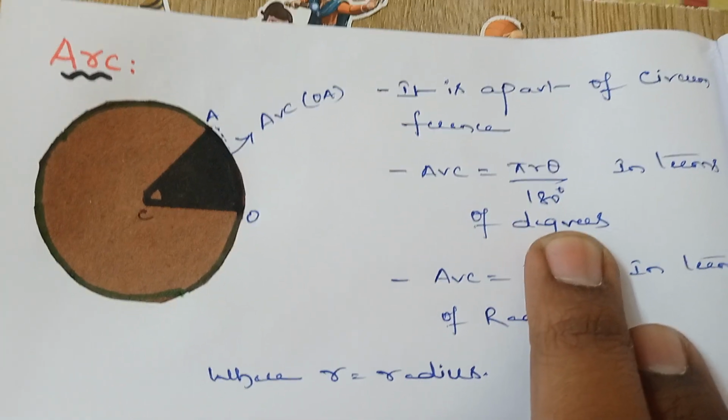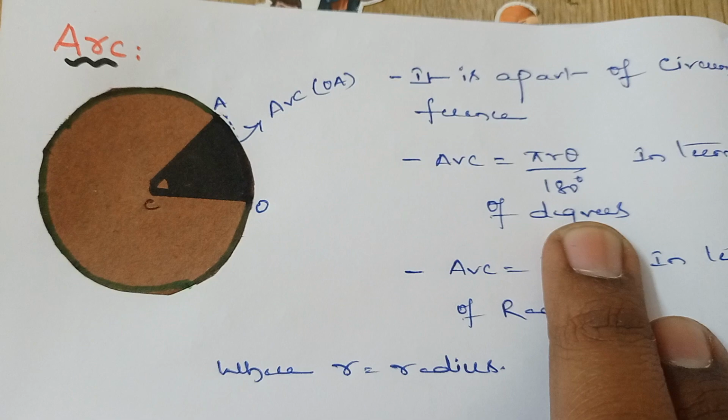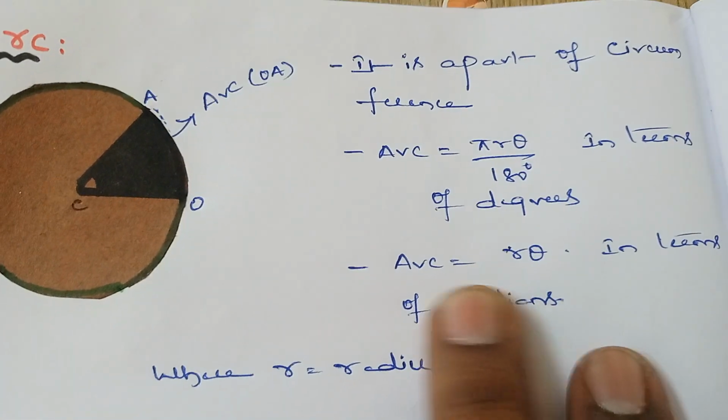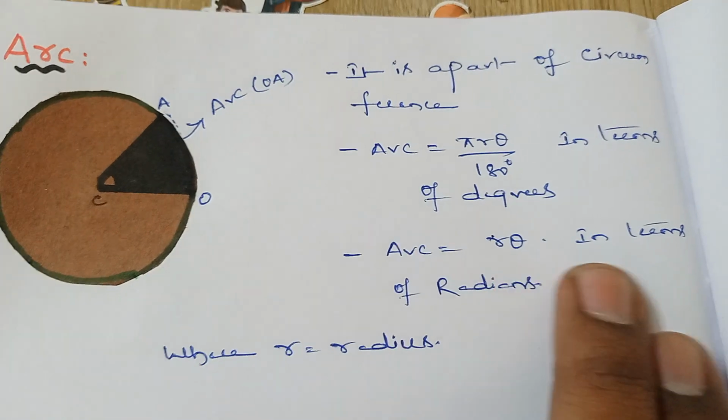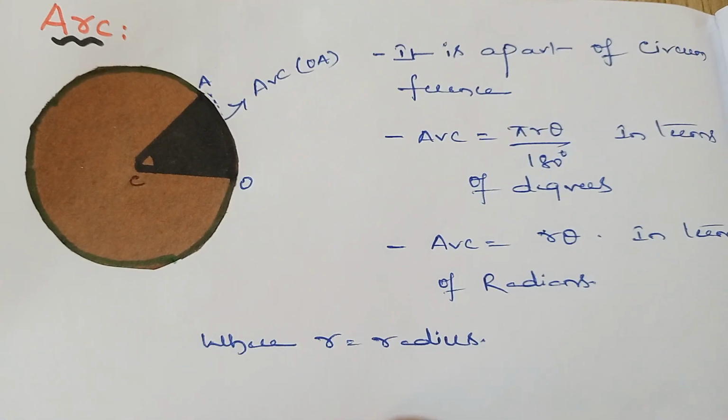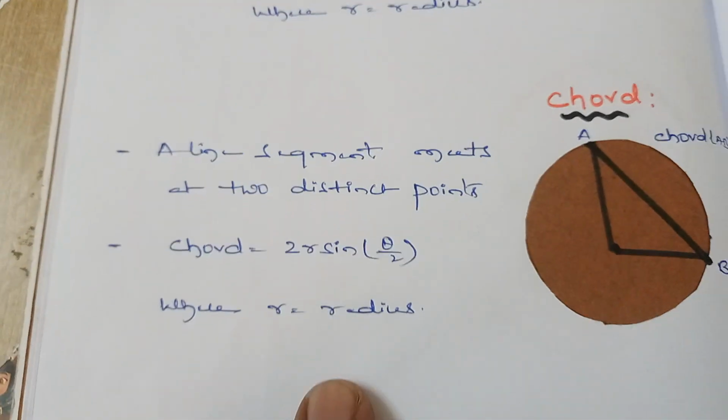See, this one will be covered in higher studies, guys. So this can be used in terms of degrees, and arc equal to r theta is in terms of radians, where r equal to radius.